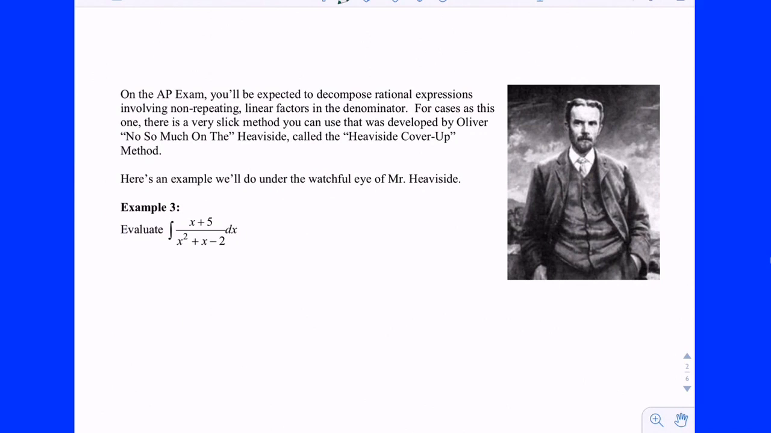Anyway. We're going to do a version of partial fraction decomposition that is very simple to do using a method or kind of a rule of thumb that Mr. Heaviside kind of gets credit for discovering. And he's going to be watching us the whole time with his hands in his pocket.